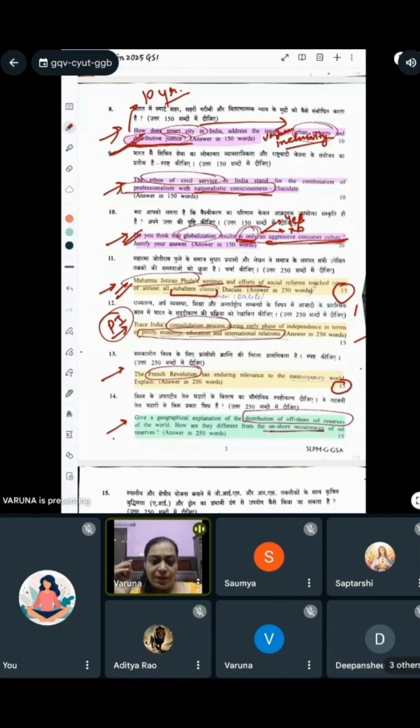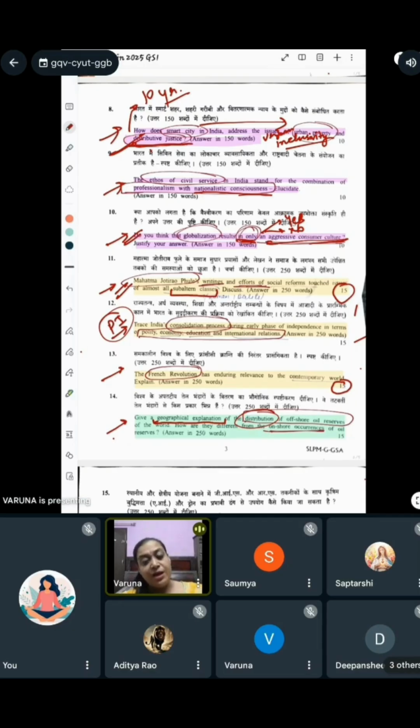Again, there was a petroleum minister's statement related to the offshore potential of our oil and natural gas reserves. So, surrounding it, there was discussion in the news. That is why this particular topic has been picked up. Now, it became very tricky because we had to provide a geographical explanation surrounding the distribution.